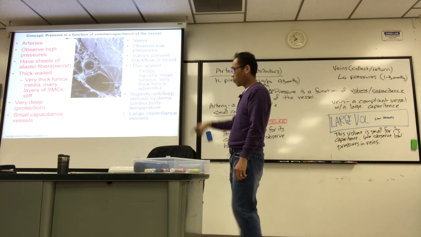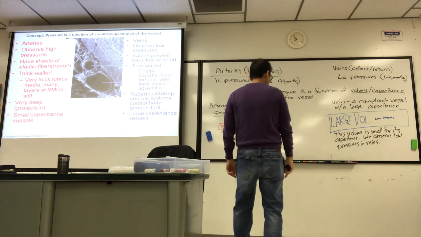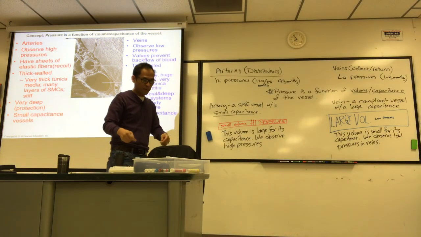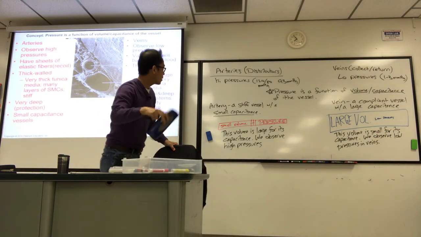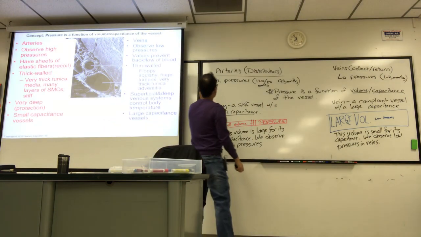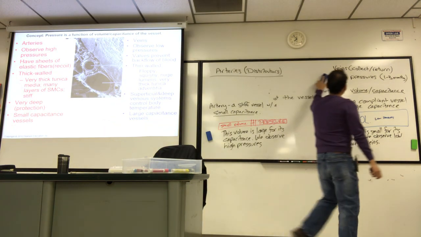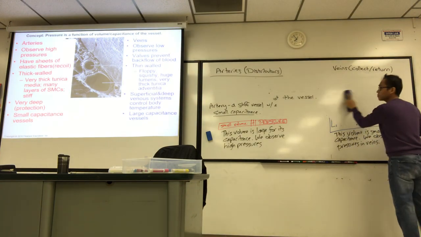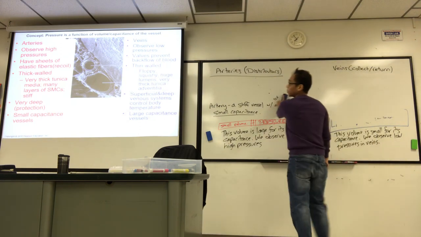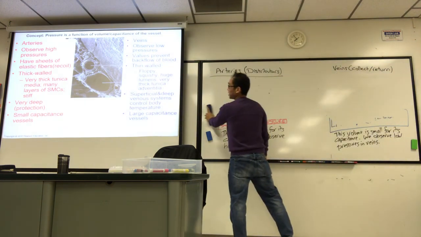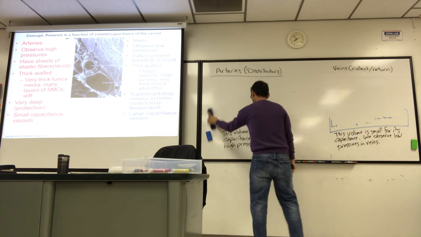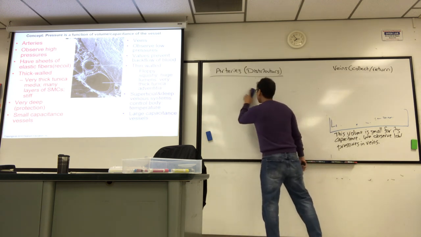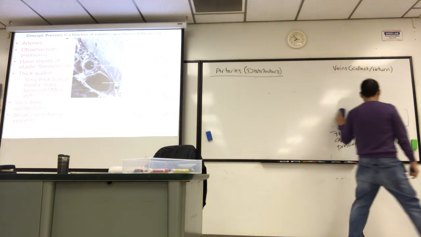Let me go over some of those other things. I'm going to erase this, though, unless there's any questions. The whole capacitance, volume capacitance thing is really important. So the second bullet point under artery says they have sheets of elastic fibers that recoil. All right, so that's there.